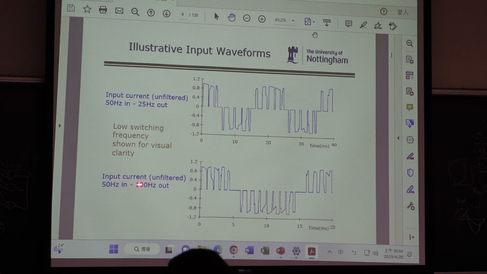And this is input current. Input current is like this. So it is quite close to sinusoid. If you use the inverter, so use AC to DC, it is like this. The current waveform is not good. But now I use the matrix converter. The current waveform is better. It is very close to sinusoid waveform.